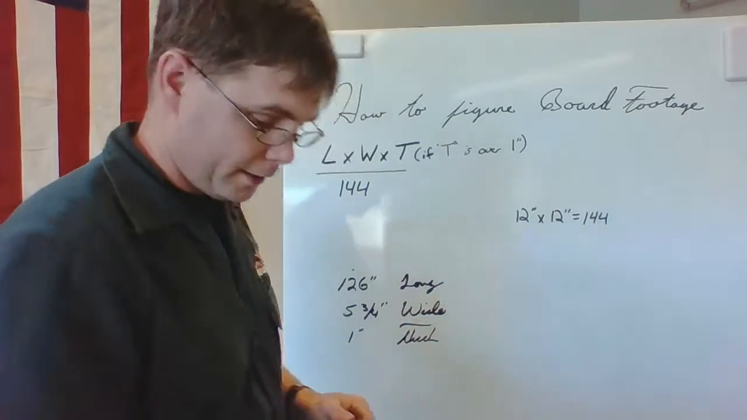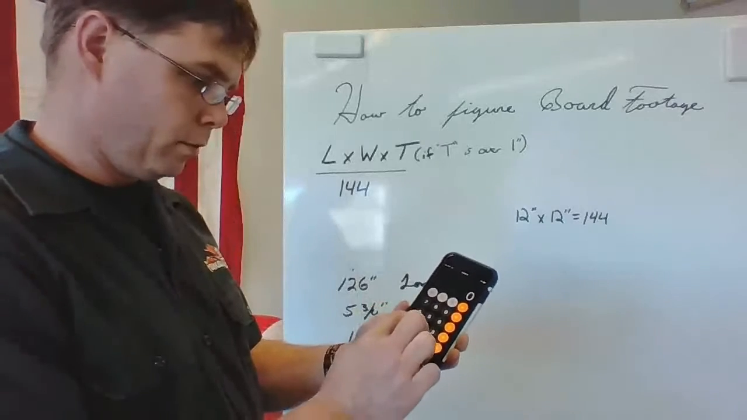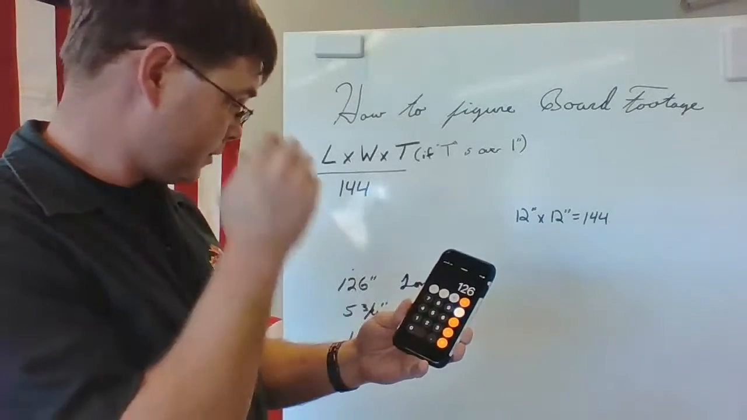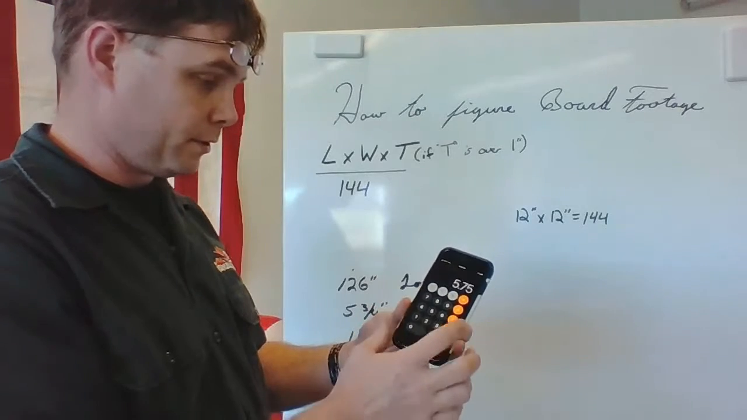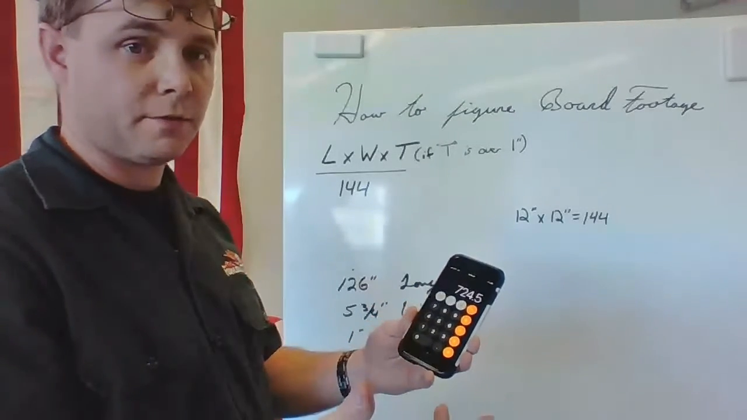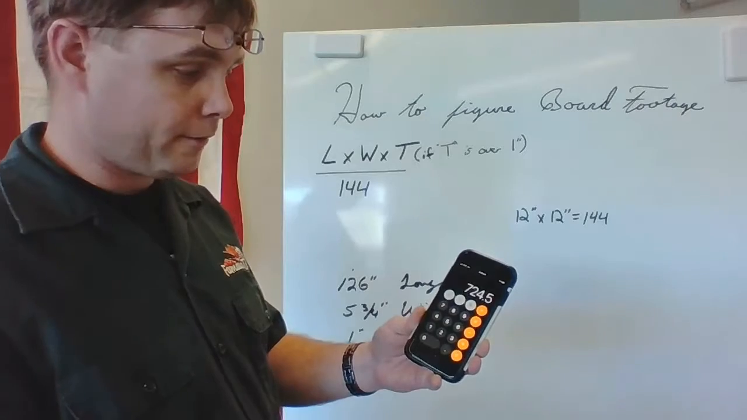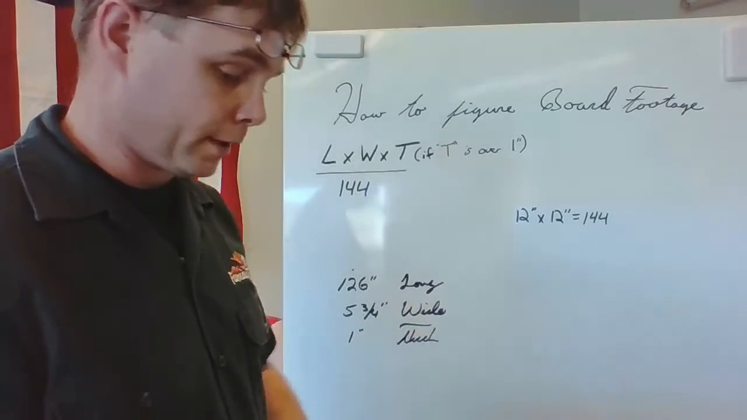So what I've got here is I have my cell phone out and I'm going to take 126 times 5.75, because that's 3/4, times 1. Okay, any number times itself is still that number. So I have 724.50. So I'm going to write that up here.